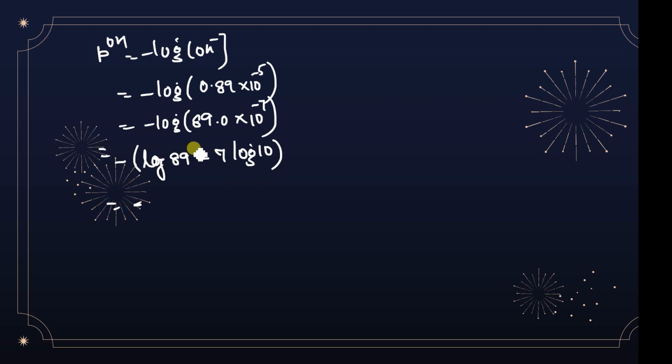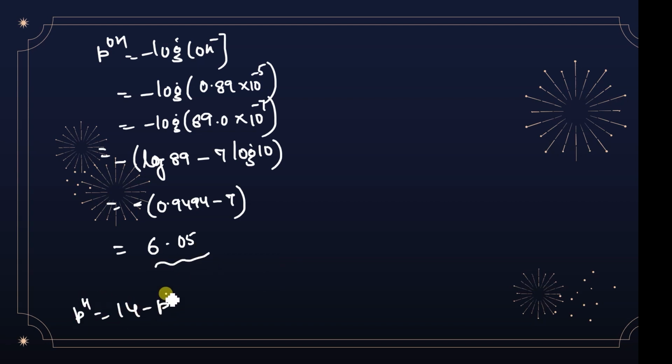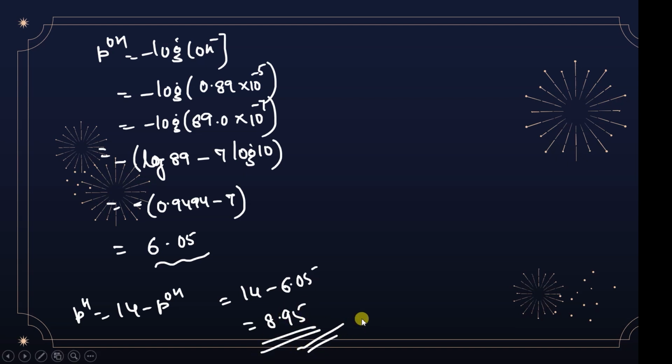If you check the log of 89, you will get 0.9494. So this is going to be 0.9494 minus 7. Solve it and you will get somewhere around 6.05. Yes. So pH will be what? 14 minus pOH. That means 14 minus 6.05, and it is approximately 8.95, isn't it? So this is the answer. So that was the one way.